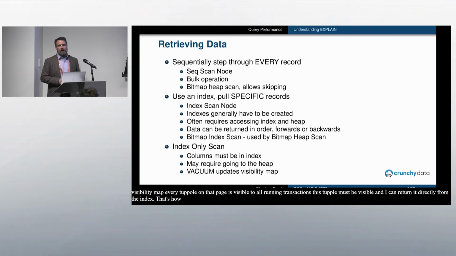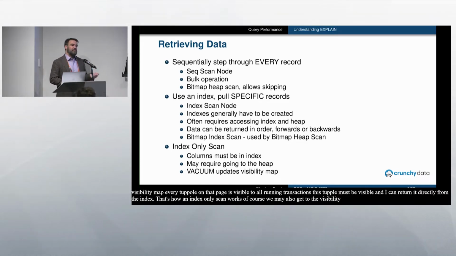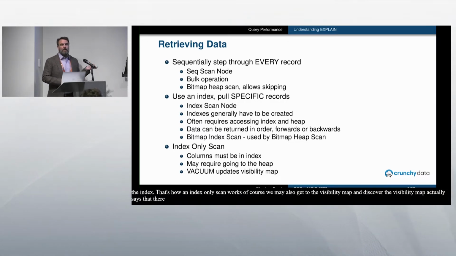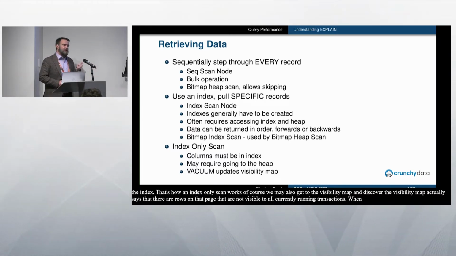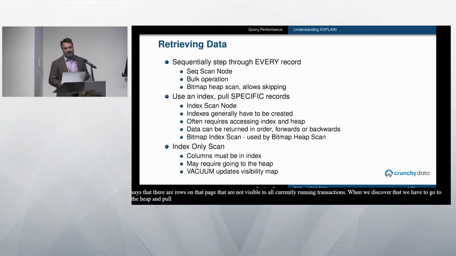Now, of course, we may also get to the visibility map and discover, oh, the visibility map actually says that there are rows on that page that are not visible to all currently running transactions. When we discover that, that means we have to actually go to the heap and pull that page back and check the visibility information.